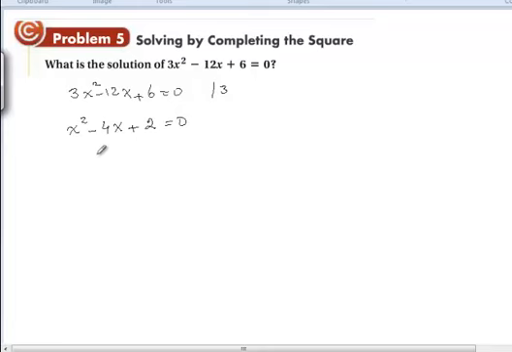Now, as we explained in problem number 4, we keep x squared minus 4x alone and move everything to the other side. Here we have plus 2, so we take it to the other side. We do minus 2 on each side of the equation. Then you get x squared minus 4x equals negative 2.